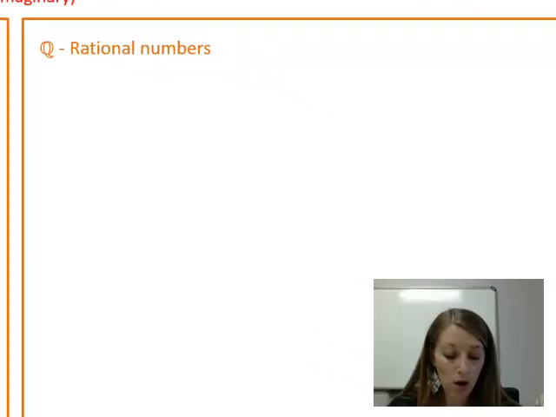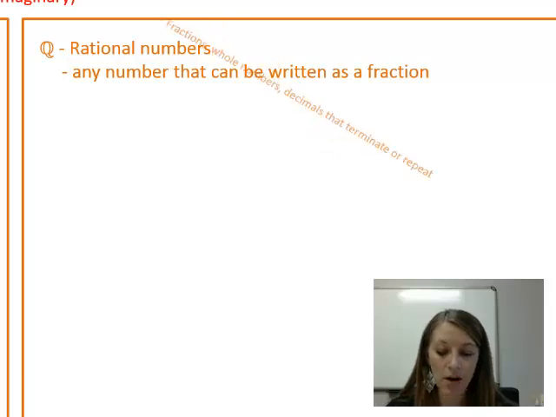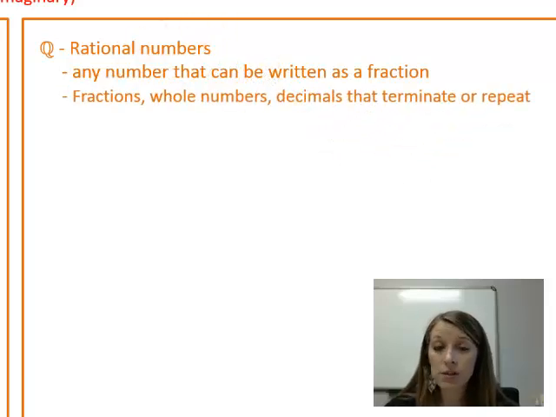So we need to define what are rational numbers. Well, rational numbers are any number that can be written as a fraction. So whenever you hear the word rational numbers, you should immediately think of the word fractions. But that is a little bit misleading because not only fractions fit into this group. Anything that can be written as a fraction fits into this group. So some examples of that are fractions, of course, themselves, whole numbers, decimals that terminate, and decimals that repeat.